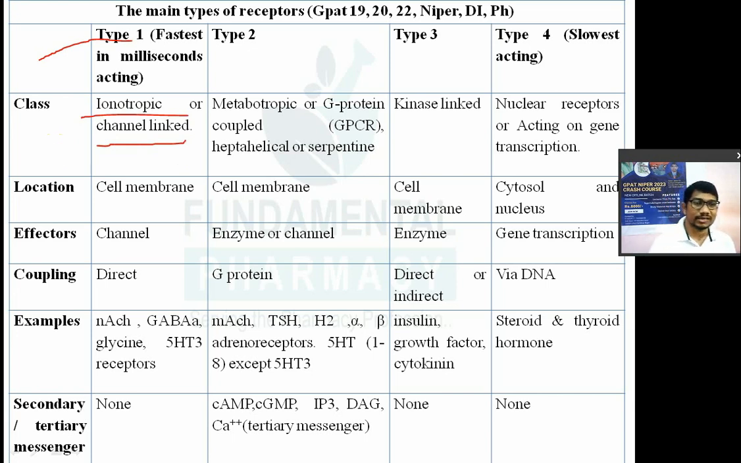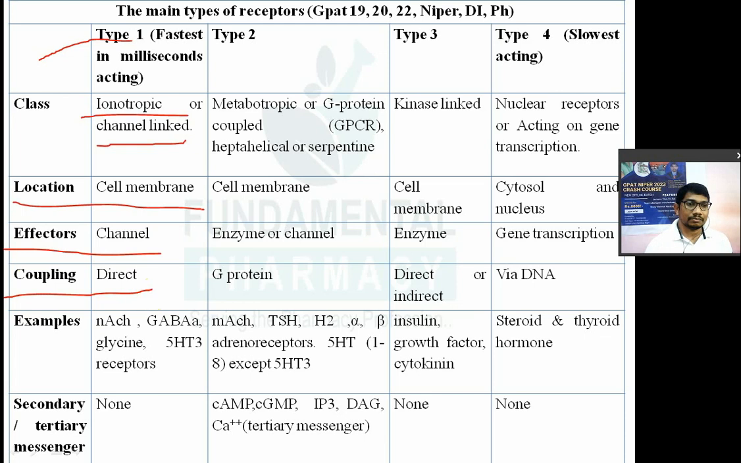So type 1 receptor is also known as ion channels. Type 1 receptor is also known as ionotropic receptor. Type 1 receptor is also known as ligand gated ion channels. Questions come on synonyms, so you have to remember. Okay, now where are they present? The location is the cell membrane. Now what is the effector, on what do they have their effect? Channels, protein channels. How is the coupling done? They are directly coupled to a protein channel.